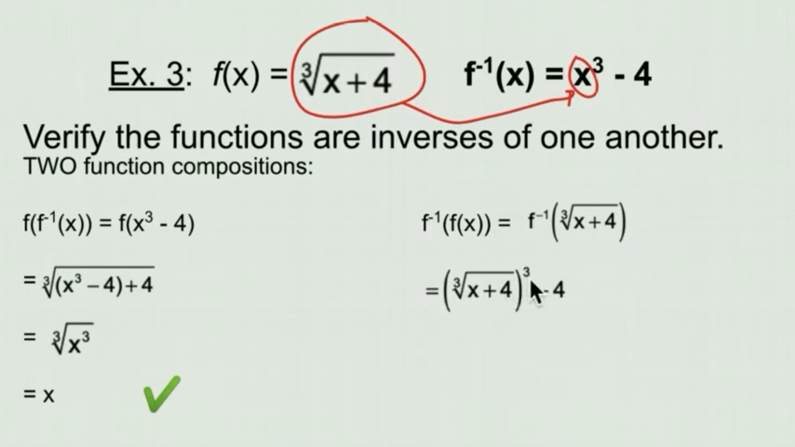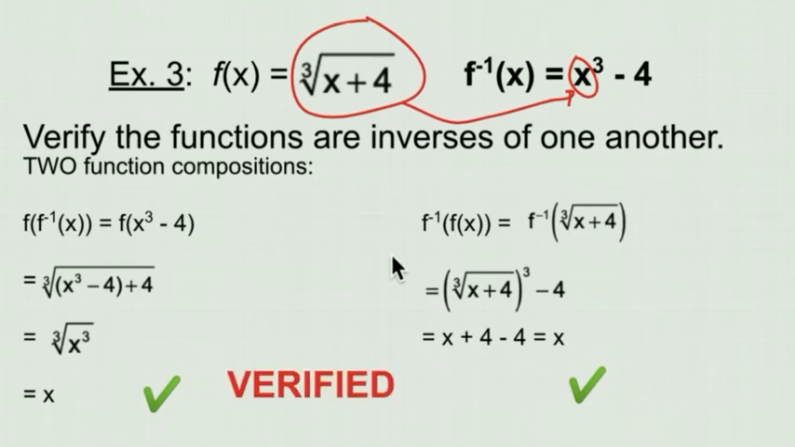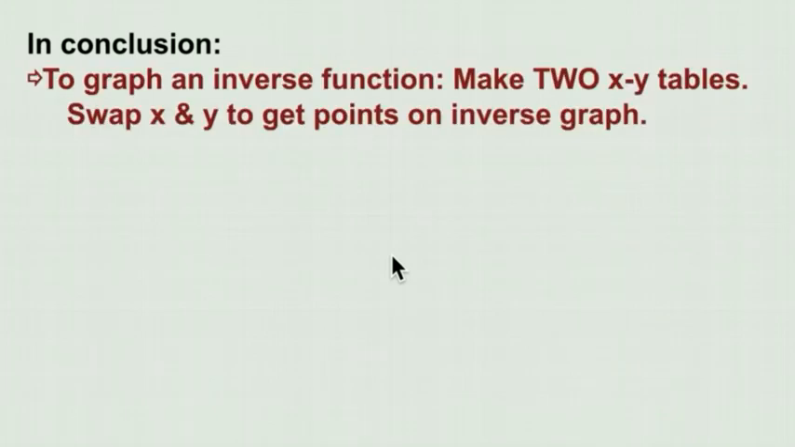Okay, and notice the cubed undoes the cube root, so I'm just left with what's under the radical sign, x plus 4, and then I have to subtract 4. Well, the plus 4 and minus 4 cancel, and I'm just left with x. So yes, f inverse of f of x also equals x. So now I've proven that the functions are inverses of one another by doing the two function compositions. It is verified.